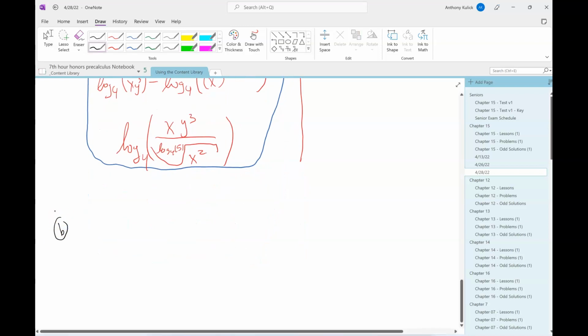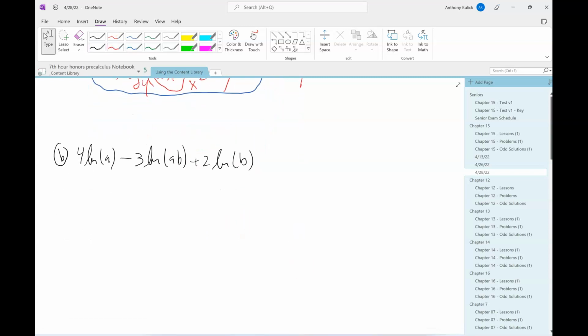All right, let's look at the next one. 4 times natural log of A minus 3 times natural log of AB plus 2 times natural log of B. What do we start with? Power properties. How many power properties do you see? 3.